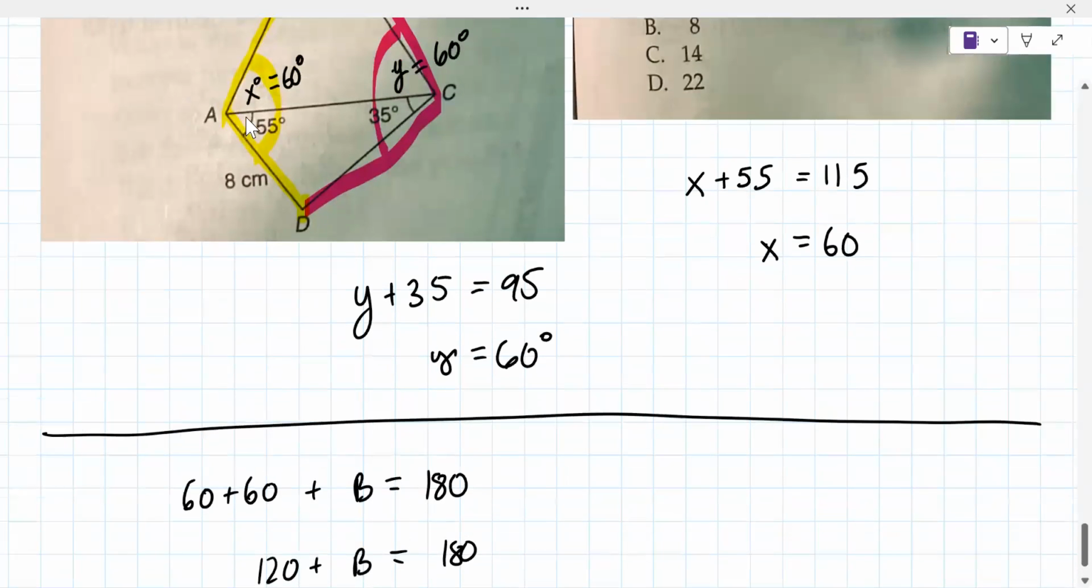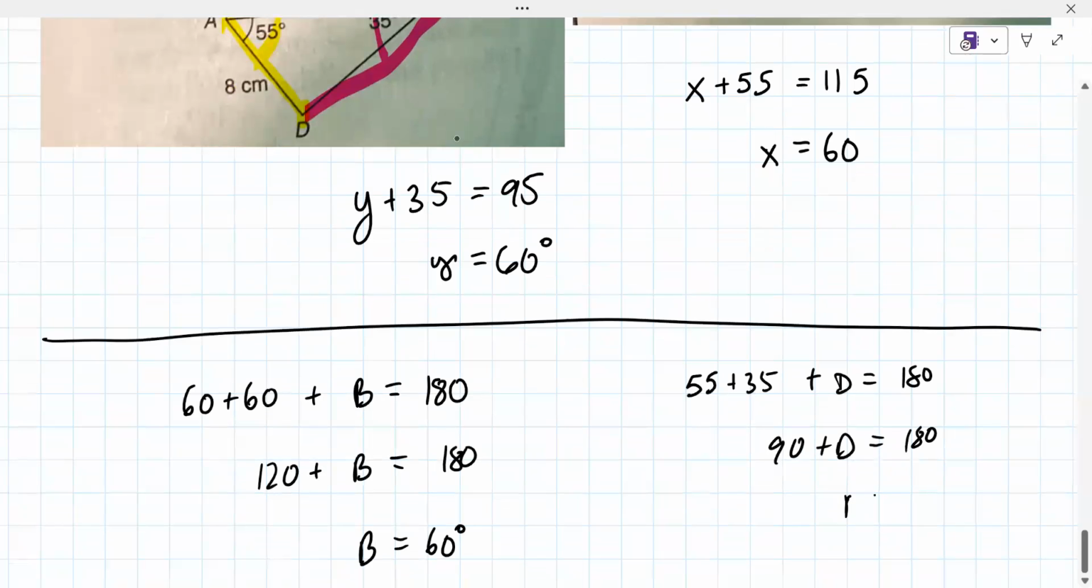All right, now let's do the same thing for the bottom triangle. 55, 35. See how there's a bottom triangle down here? Can you find this missing angle D? Start by writing the equation. All three angles in that triangle must add up to 180. So 55 plus 35 plus D equals 180. 55 plus 35 adds up to 90. So yes, D is equal to 90. Good.